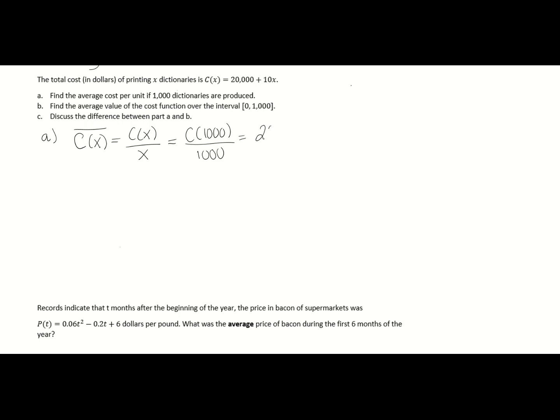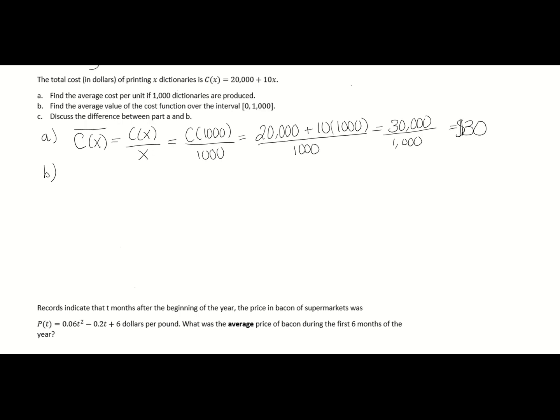So when I plug this in, it's going to give me 20,000 plus 10 times 1,000, divided by 1,000. So this is going to be 10,000 plus 20,000 will give me 30,000 divided by 1,000, which will give me 30. So the average cost per unit is $30. Now part B. Find the average value of the cost function over the interval 0 to 1,000.